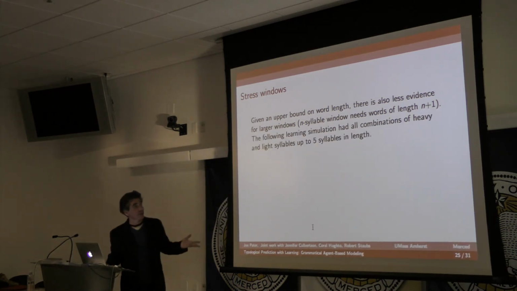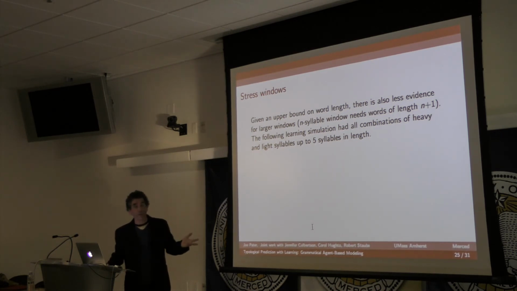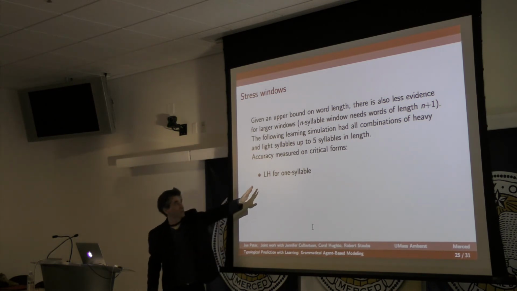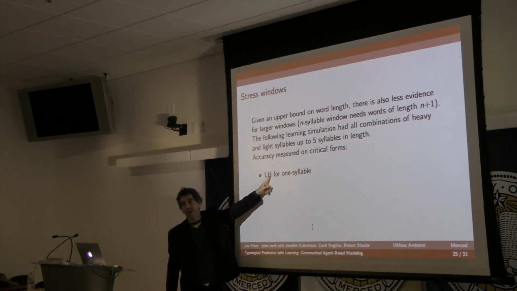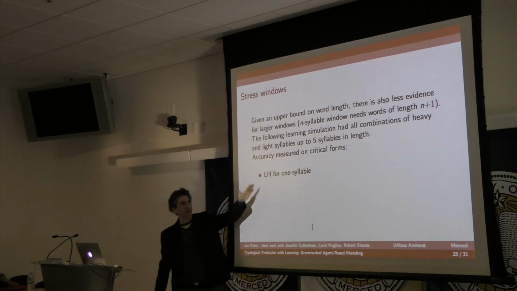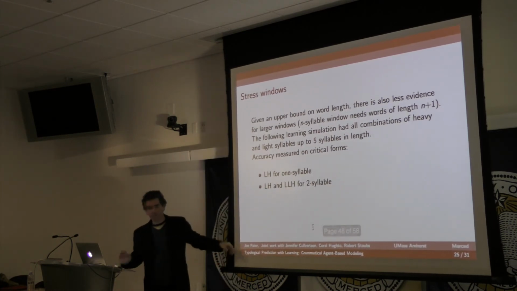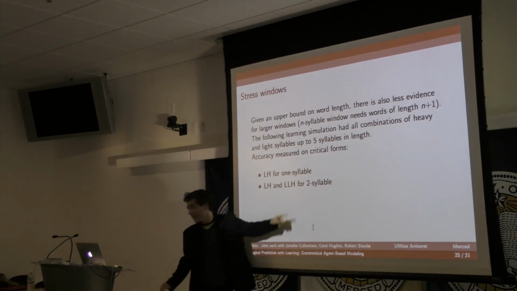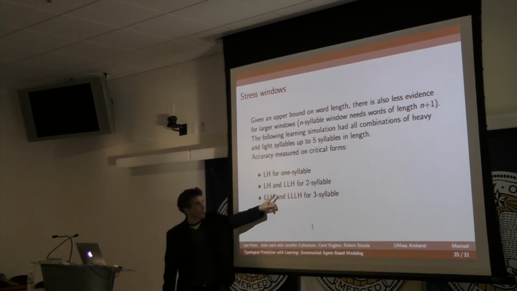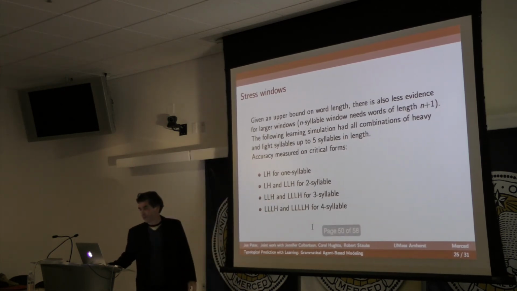So I'm going to show you a learning simulation that had all the combinations of heavy and light syllables for words up to 5 syllables in length. I'm going to measure success in learning on just the critical forms, like for what I'm calling the 1-syllable window, where stress is always on the edge. This is the case where either you put stress here and violate weight to stress, or you put stress here and violate the alignment constraint one time. And I'm doing it now on the left side. LH versus LLH for 2-syllable, put stress here, but not here. 3-syllable here, but not here.